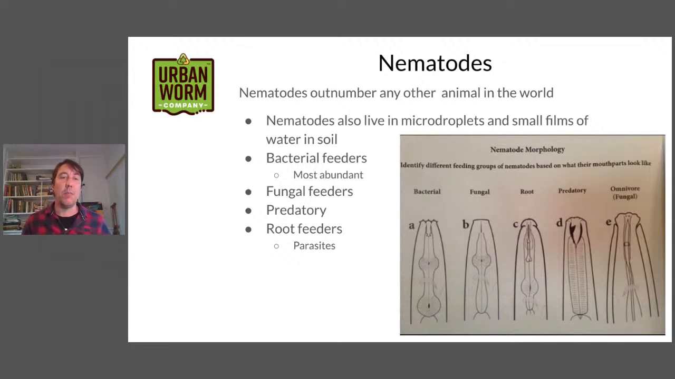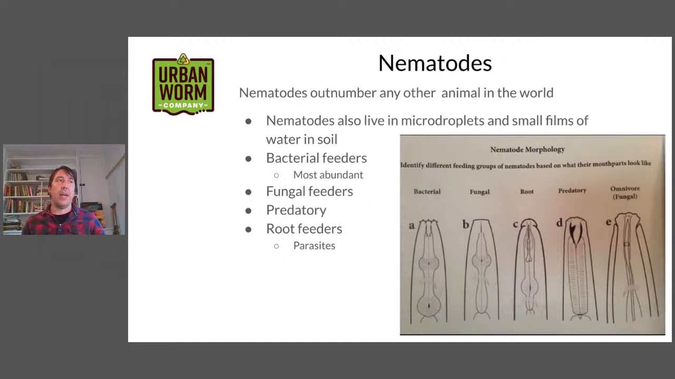The most abundant of the nematodes, as I said, are bacterial feeders. If you look at the illustration here, the one on the far left is a bacterial feeder. Nematodes look like and move through the soil like worms or snakes, in a wriggling fashion, and you'll see a picture and a video coming up of what at least some of them look like.